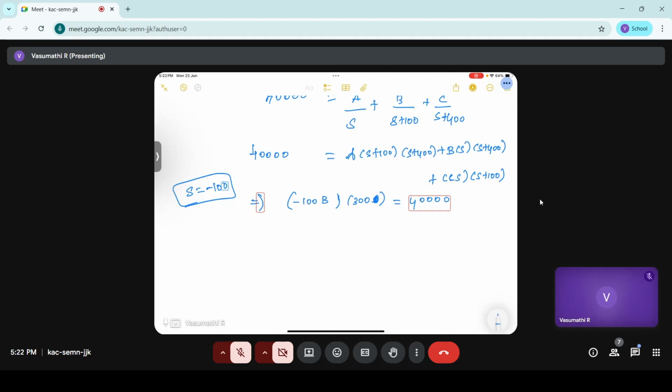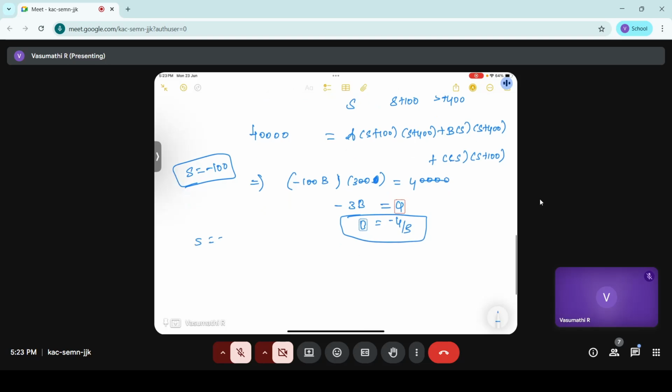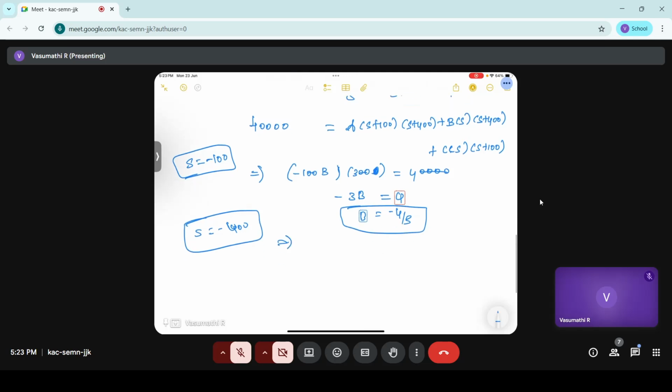This will become minus 3B is equal to 4, B equals minus 4 by 3. When I put s is equal to minus 400, try to solve along with me. This will become minus 400 C into minus 300. Yes, did I make any mistake here? No, right? Why am I doing this? Okay. It's equal to 40,000.